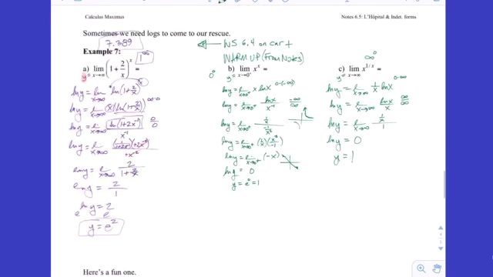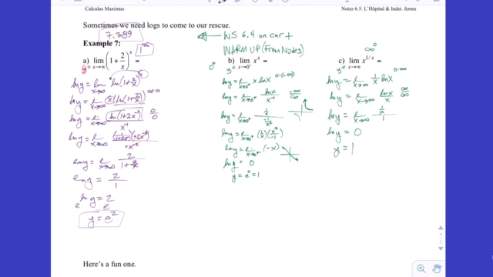Okay, cool. All right, so any questions then on how to handle exponential indeterminate forms? 1 to the infinity, 0 to the 0, or infinity to the 0?